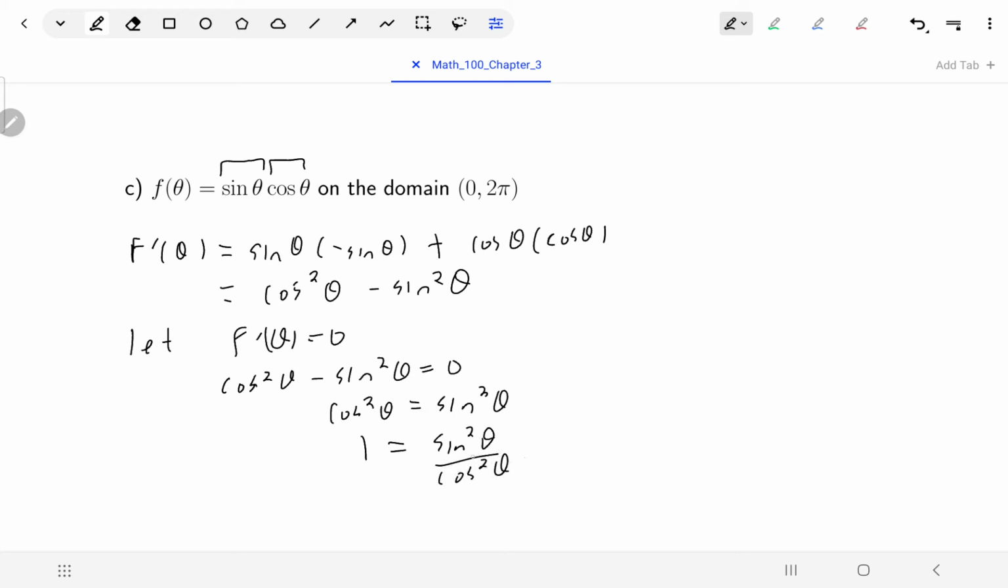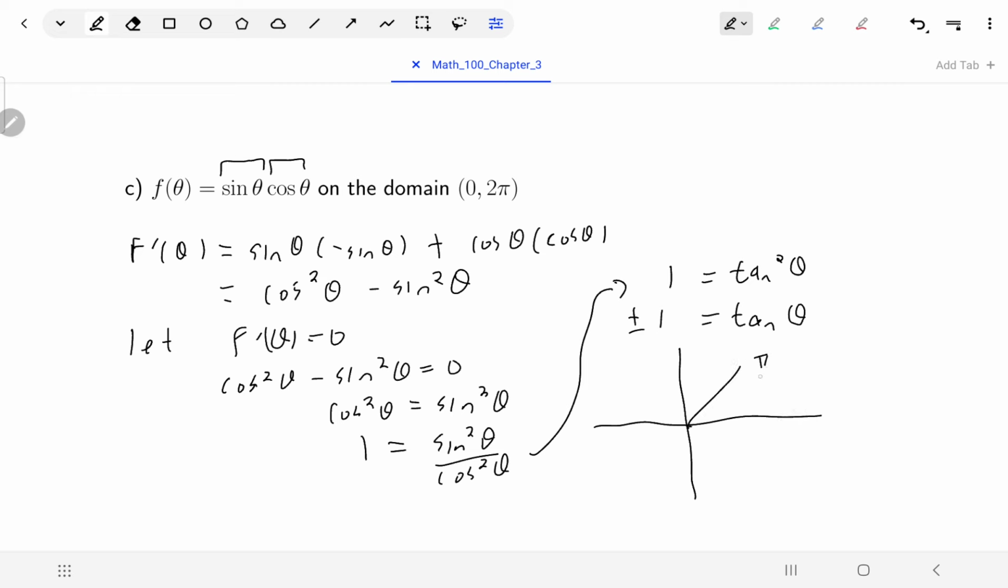The reason I would do that is because sine divided by cosine is tangent. So really this would give me that 1 is tangent squared, or that tangent is plus or minus the root of 1, or in other words, plus or minus 1. And we know for tangent where it gets those 1 and negative 1 values. It gets them at pi over 4, and at 3 pi over 4, and 5 pi over 4, and 7 pi over 4. Those are the different places where tangent is equal to 1 or negative 1.